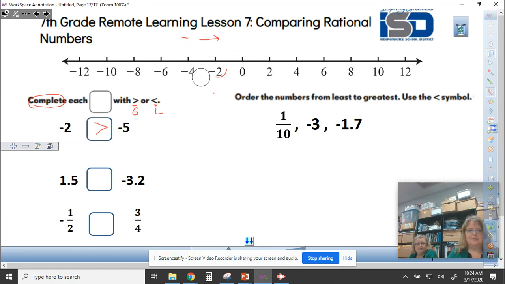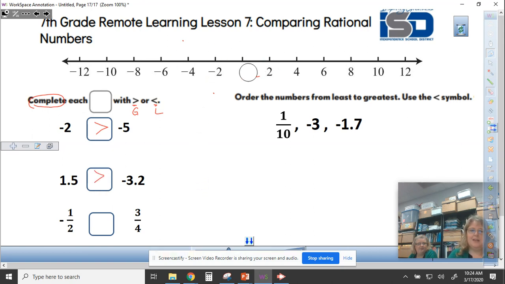And the same thing with the decimal numbers. I have a positive 1.5, which would be about right here. I'm just estimating. And a negative 3.2. Well, -3 would not be right there. It would be in between -2 and -4. So negative 3.2 would be just a little bit further to the left of -3. Which one is furthest to the right? That would be the 1 and 5/10. So 1 and 5/10 is greater than -3 and 2/10.